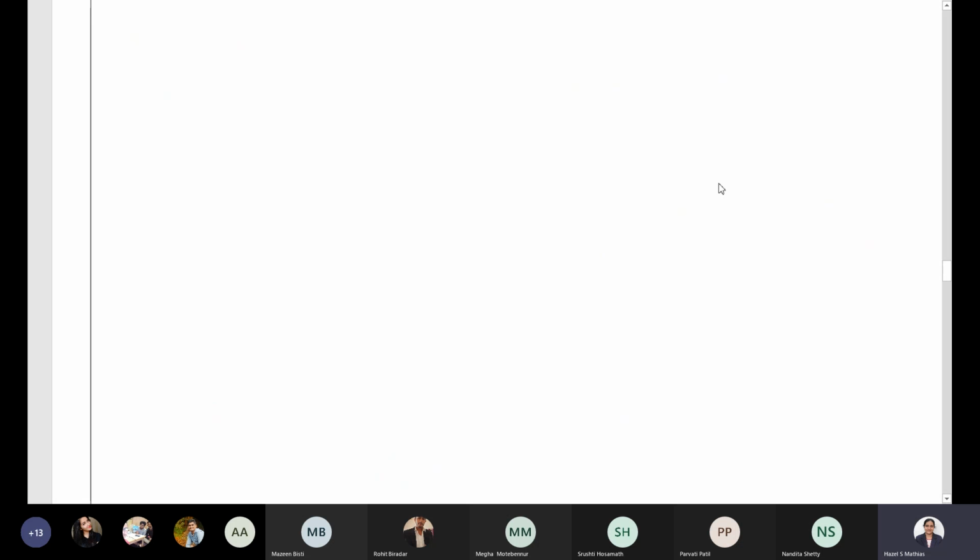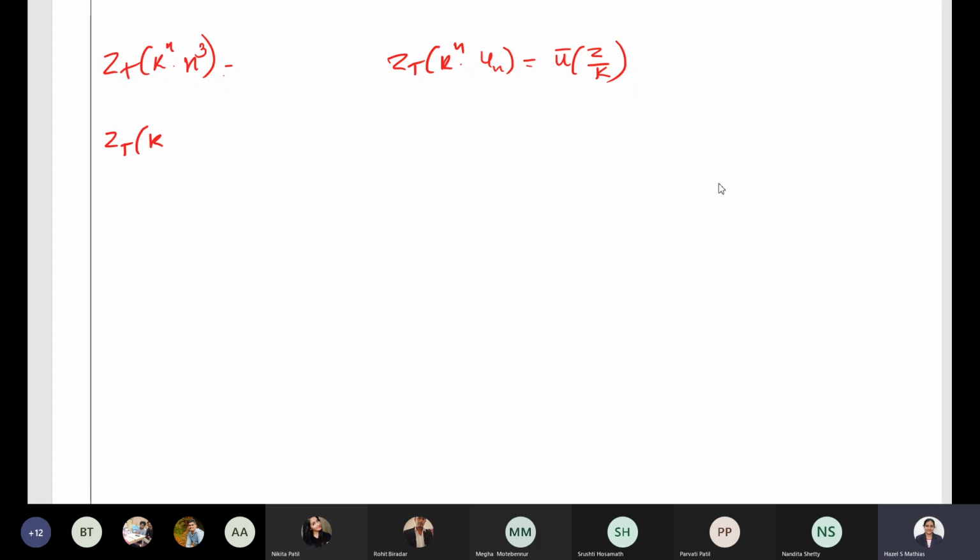So next we will discuss the same thing, z transform of k power n into n cube. So again we'll apply the concept of the damping rule. According to the z damping rule, z transform of k power n into un is nothing but u bar of z by k. So in order to find the z transform of k power n into n cube, we find the z transform of n cube, and in that z will be replaced by z by k.